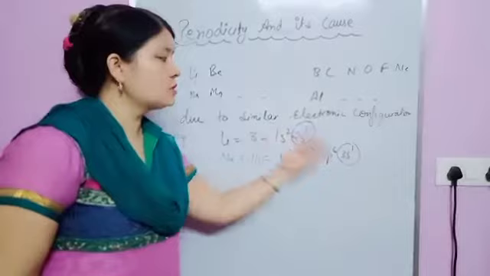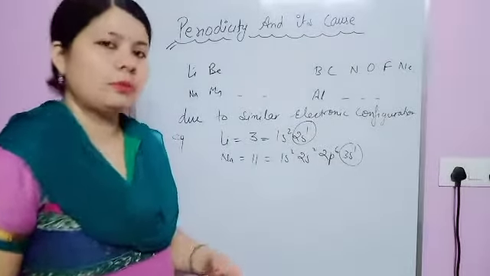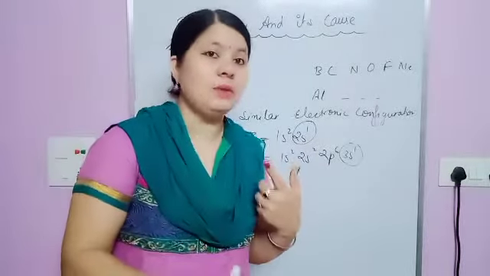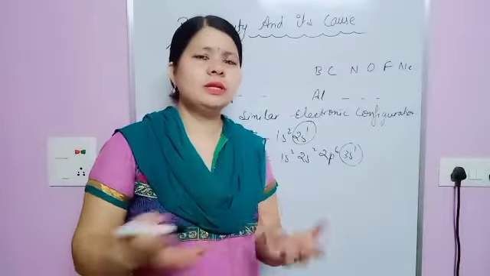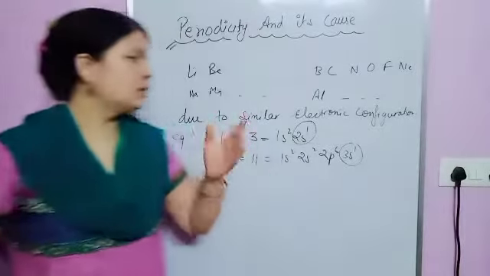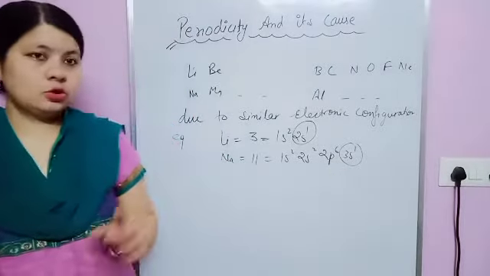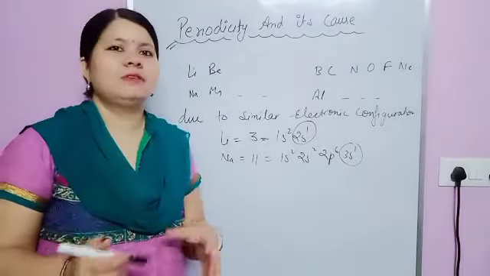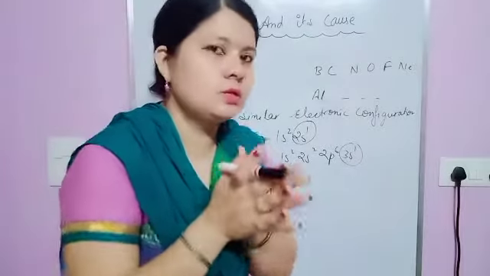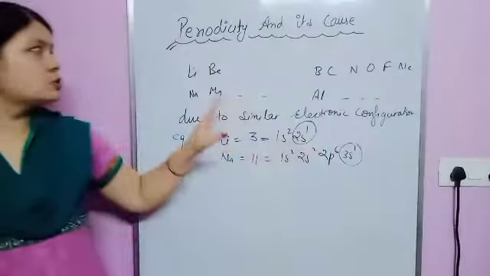And just because of similar electronic configuration, their properties are also similar. It's not the same, they are roughly similar, but there is a difference, which we will study later. But this is because of similar electronic configuration. Don't use the word same, otherwise I'll give you 0, a big 0 I'll give you. So this is one thing.